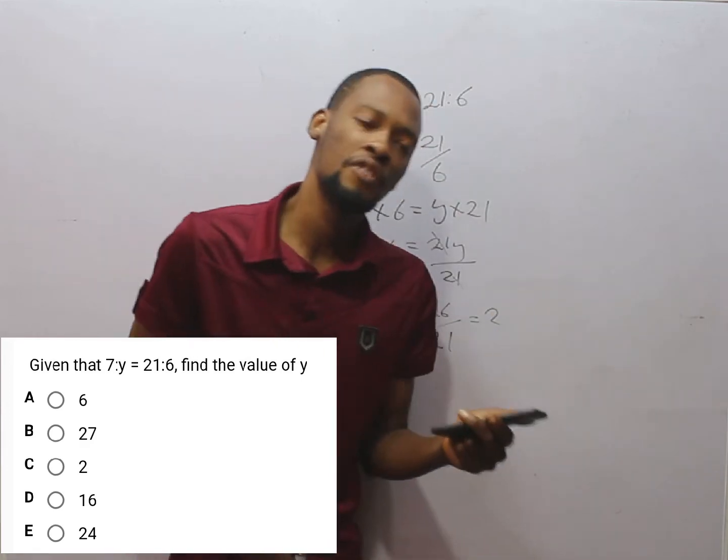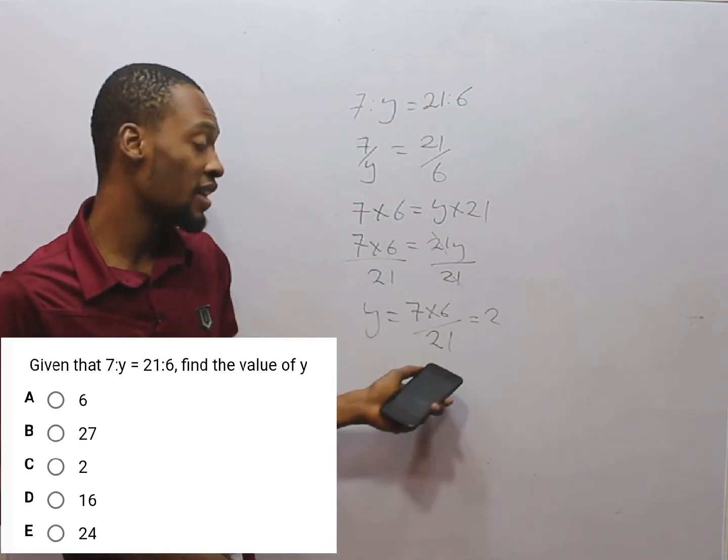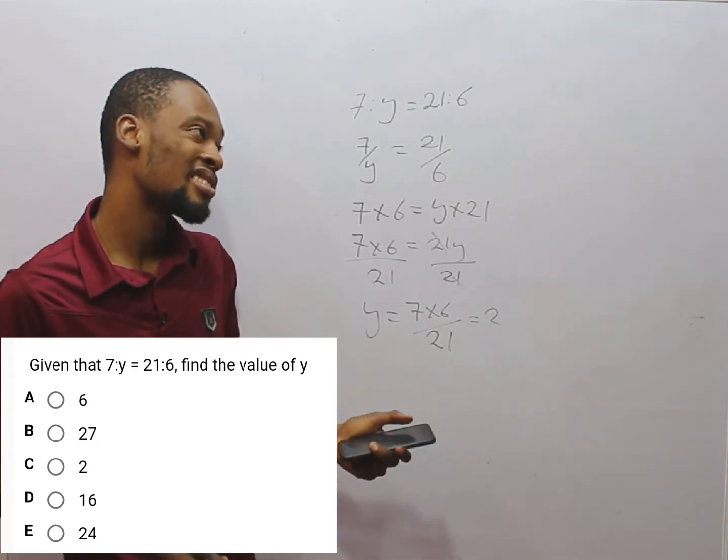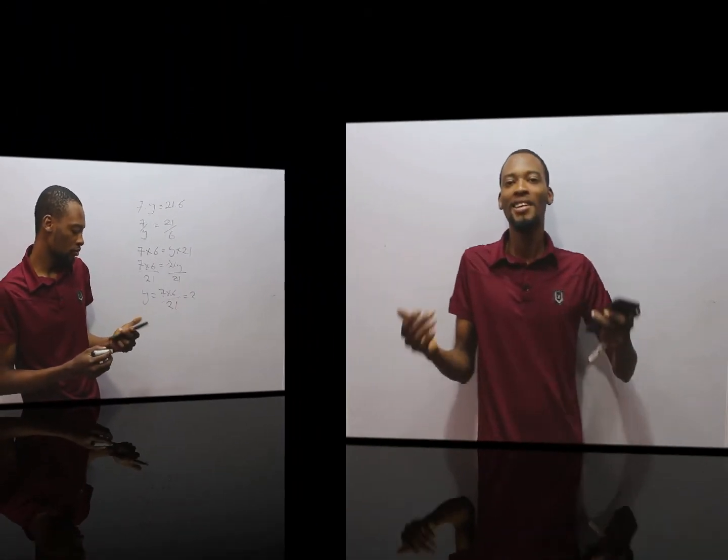7 times 6 is 42. So yeah, 42 divided by 21. That is 2.